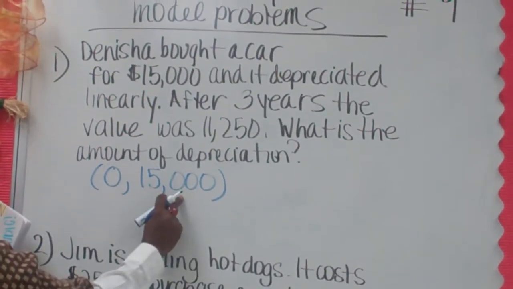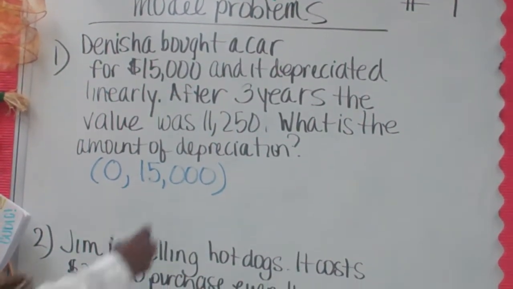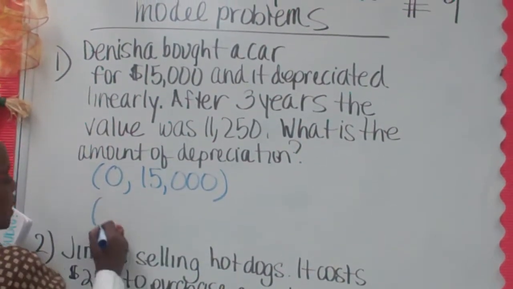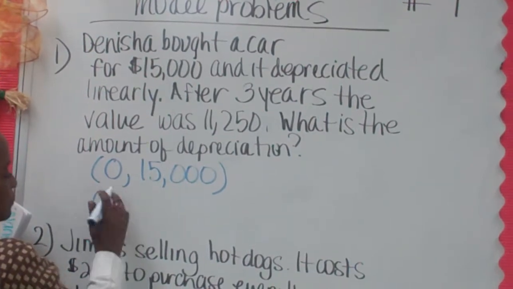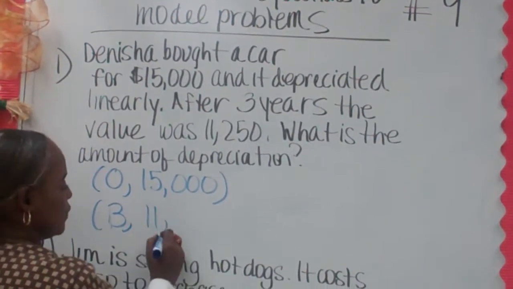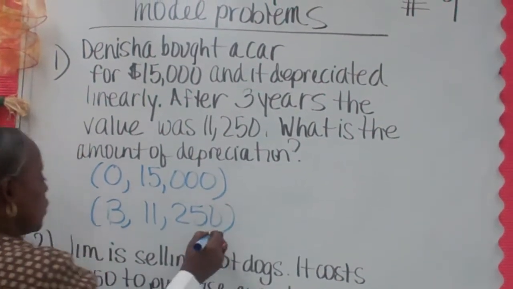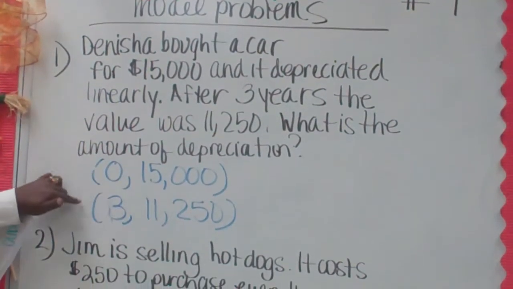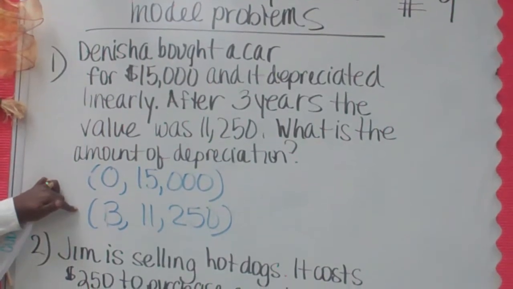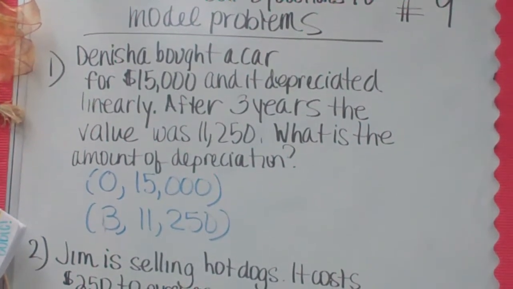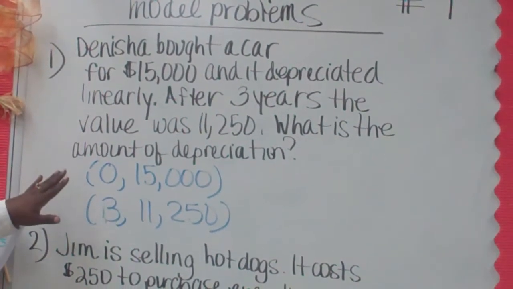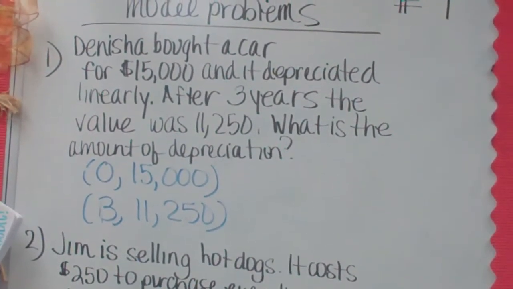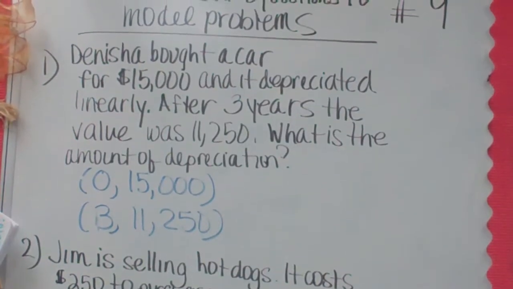So 0, 15,000. The other point is then 3 years, 11,250. So again, the first point is 0, 15,000. The second point is 3 years, 11,250. Now, when we talk about what was the amount of depreciation, what we're talking about is slope. Slope, how quickly it's depreciating.